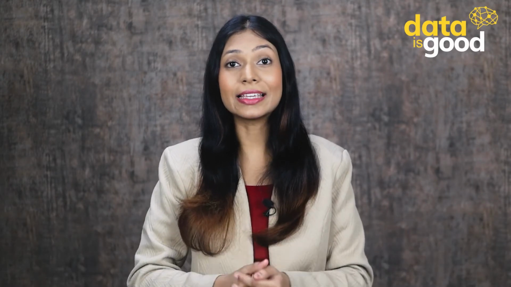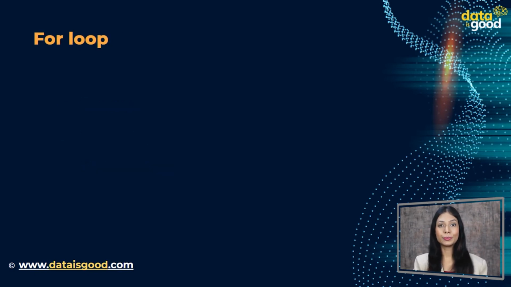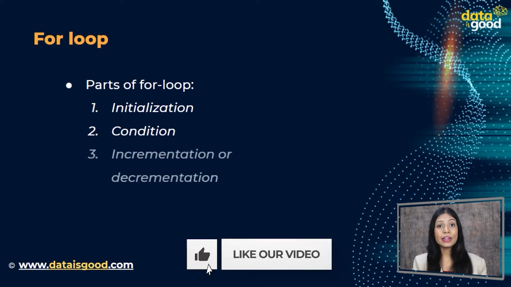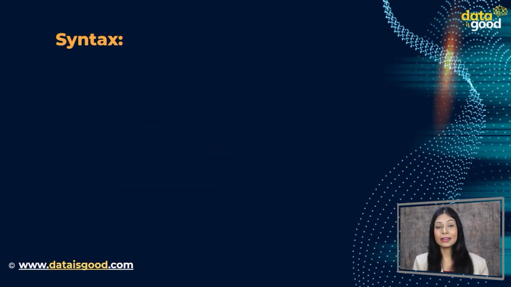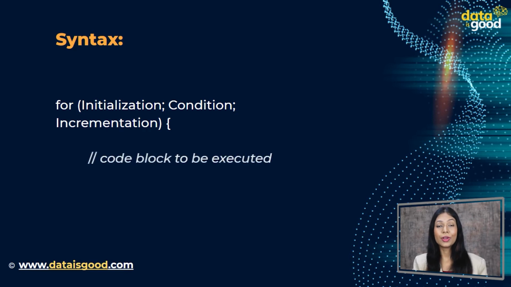So first, let us see how many types of loops there are in every programming language. For loop, while loop, do while loop. For loop basically has three parts: initialization, condition, incrementation or decrementation. Let us see the syntax to understand the above points. For (initialization; condition; incrementation) { code block to be executed }.